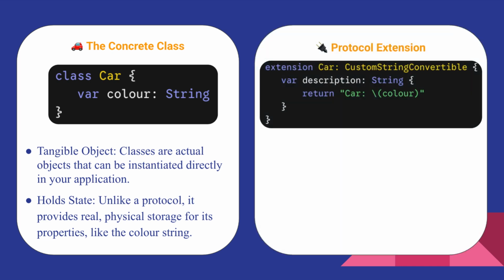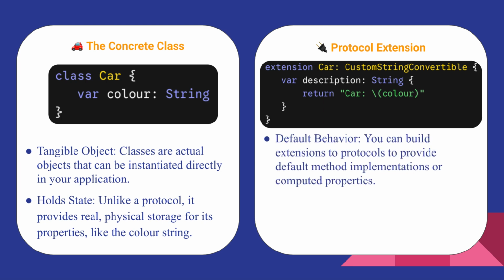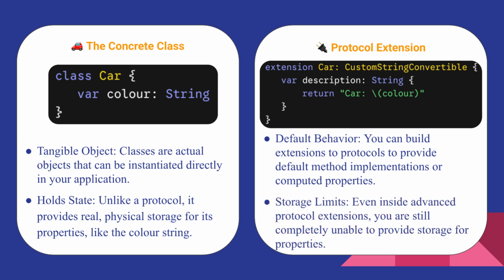Now look at the right side under protocol extension. While protocols don't allow immediate code implementation, Swift gives us an advanced feature. We can write extensions to provide default behavior. Here, we extend Car to adopt CustomStringConvertible, giving it a default computed property for its description. However, even inside these powerful extensions, the golden rule remains. You are still completely unable to provide stored properties or backing state. It keeps the separation of concerns completely clean.